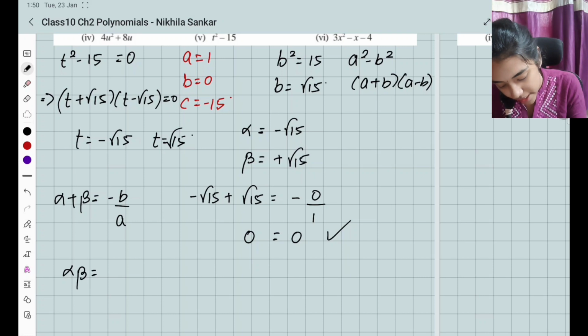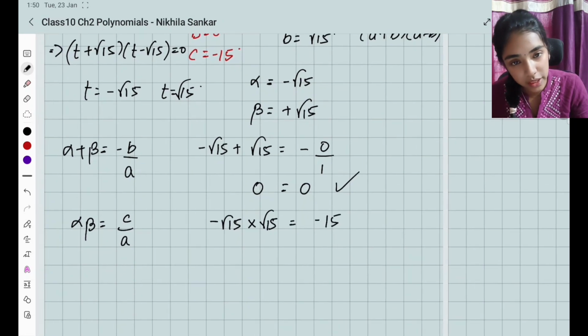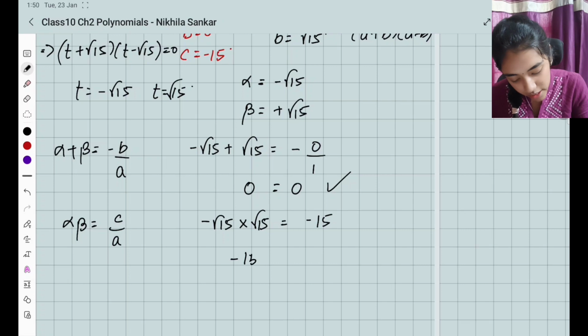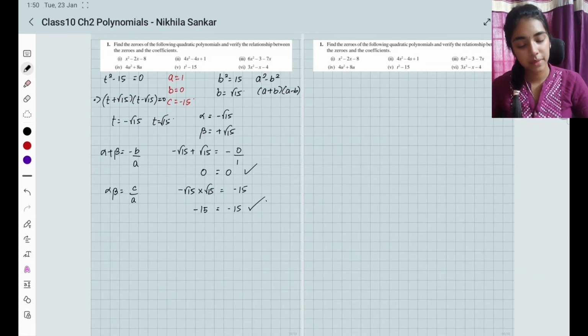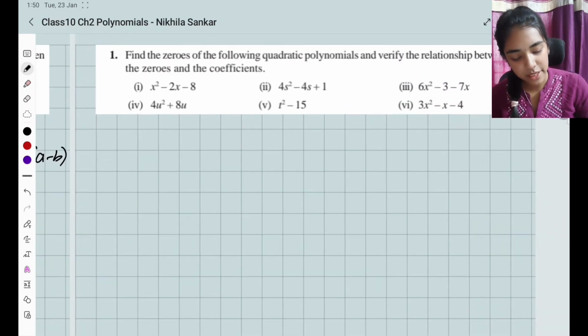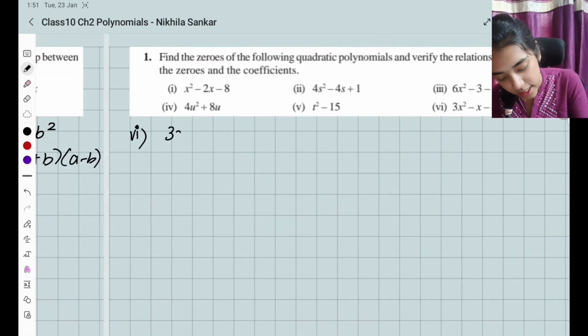Next, alpha beta equals c divided by a. Alpha beta and minus root 15 times root 15 equals c value is minus 15. So root 15 times root 15 is going to be 15. So we have minus 15 equals minus 15. So this is also verified. Okay, please copy. Now, sixth subsection, 3x square minus x minus 4.